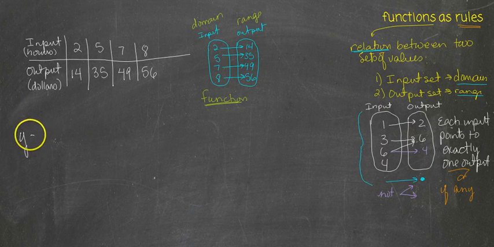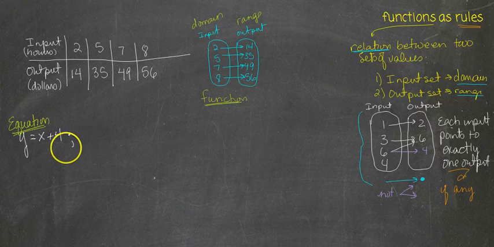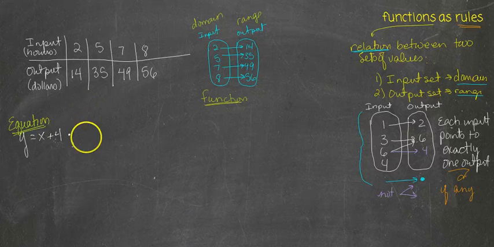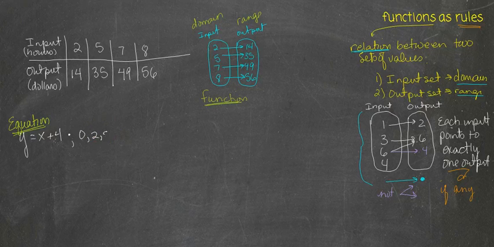Let's start with y equals x plus 4. So this is just an equation at this point. We don't know if it's a function or not. Let's determine if it is, and I'm going to tell you that the input set is 0, 2, 5, 7, and 8. This is the domain. Because that's the set, that's the input set.